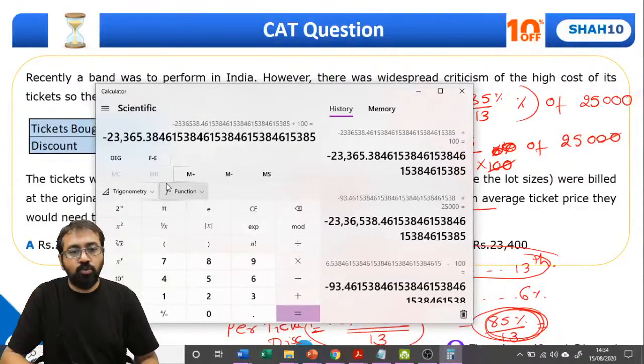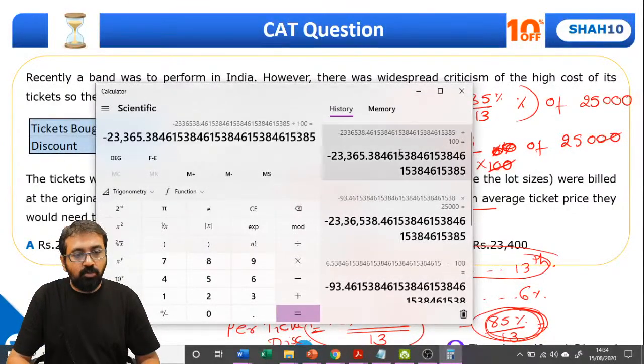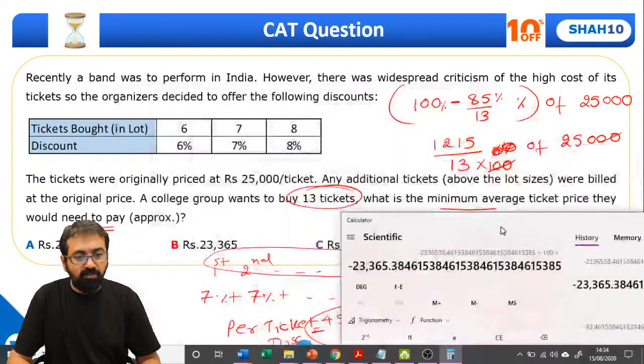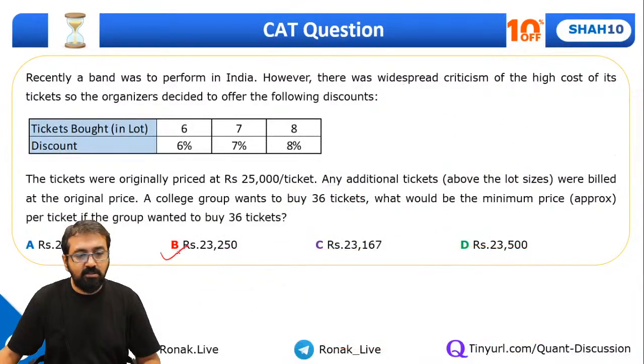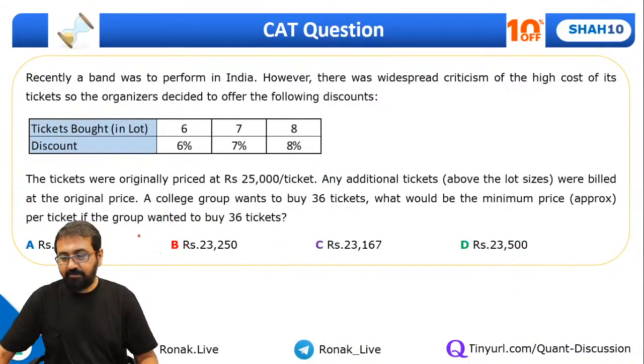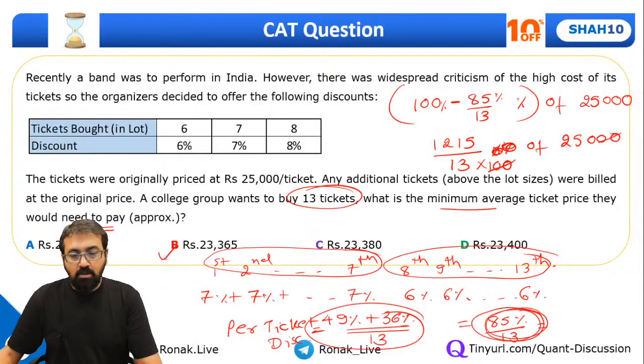23365.38 is your answer. So let's check what option we have been given. 23365 is the second option. Can you see this? The second option, everyone? Yes. So this is the answer.